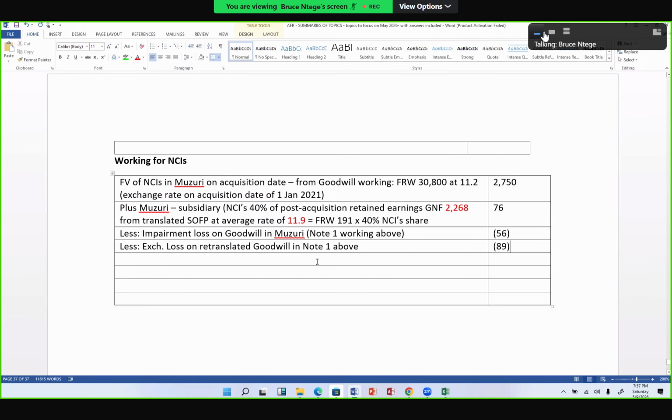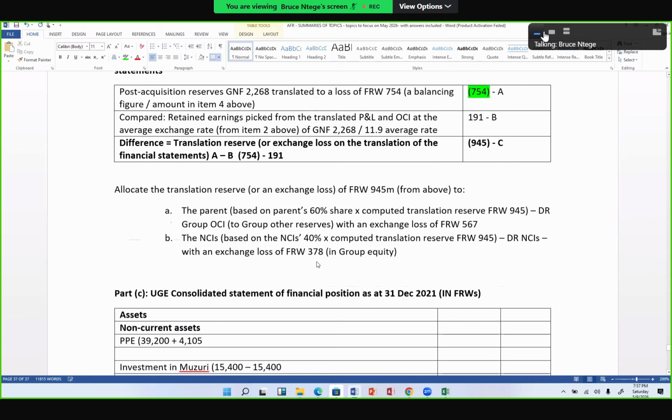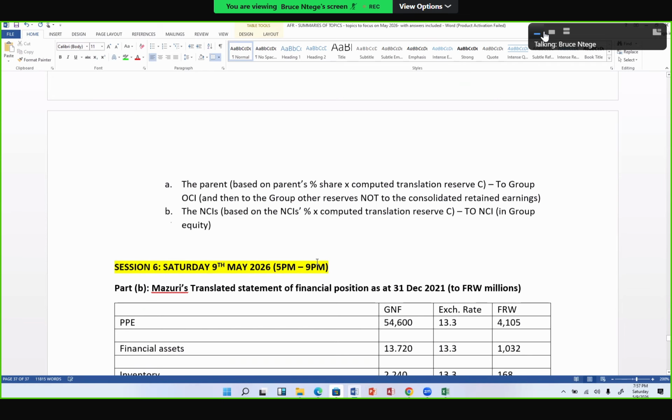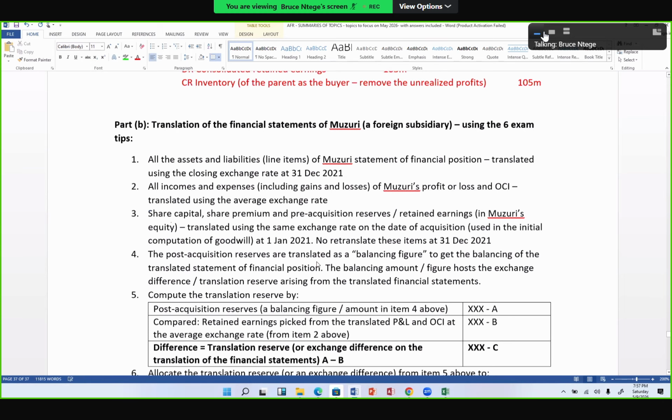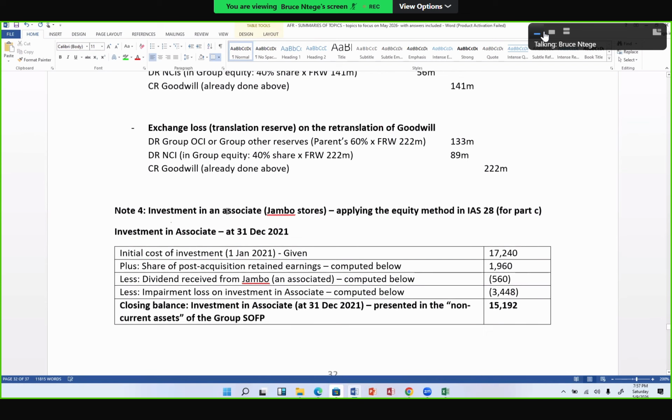When we had that translation of goodwill, the end sales and the retained earnings, this time around we also had the group other reserves having something on there. But how about note 4? So note 4, remember, is where we had the investment in associate. The initial cost of investment in associate is already taken care of, but now there's the share of the post-acquisition retained earnings in the associate, and that figure is 1960. So I'll take it to the retained earnings figure.